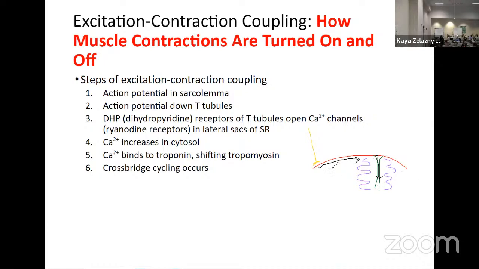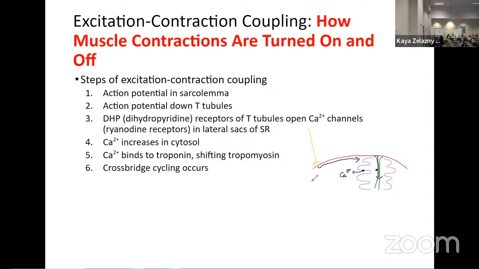Okay. As that action potential dives down, the T-tubule itself has receptors that open. Okay. So the T-tubule has receptors that know there's an action potential, and there are calcium channels and additional receptors on the sarcoplasmic reticulum. So when we see that depolarization, there's a reaction in the T-tubule with these DHP receptors that tells these lateral sacs of the sarcoplasmic reticulum to release their calcium. They've been storing calcium, so that's why we have it there. So this releases calcium ions into the cytosol.